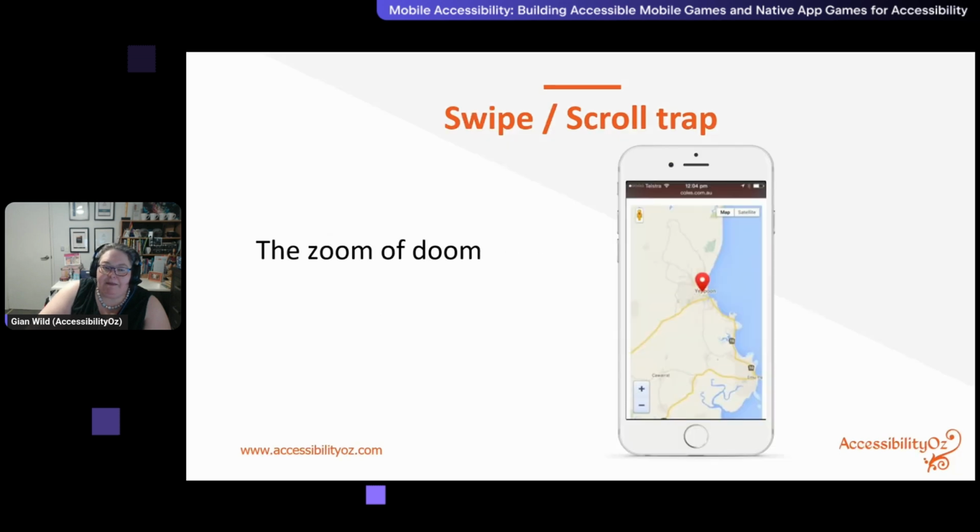This is an example. It doesn't exist anymore. I call it the Zoom of Doom. If you swipe anywhere on the map moves. The only way to swipe up and down the page, because this is just a map on a page with content above it and below it, is to hit these small areas of white around the map itself. And that's almost impossible for a number of users. So that's the swipe scroll trap.